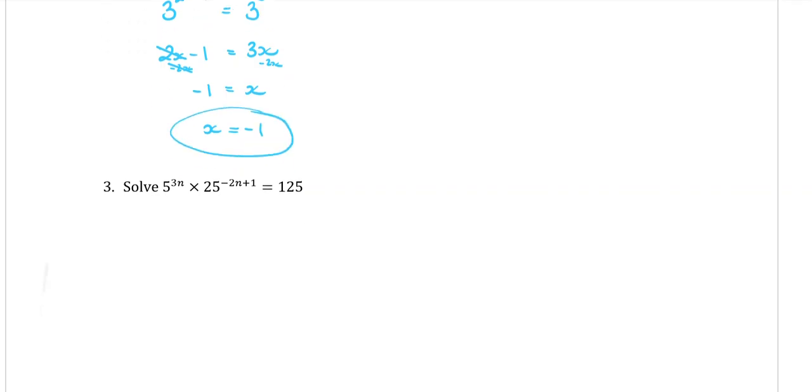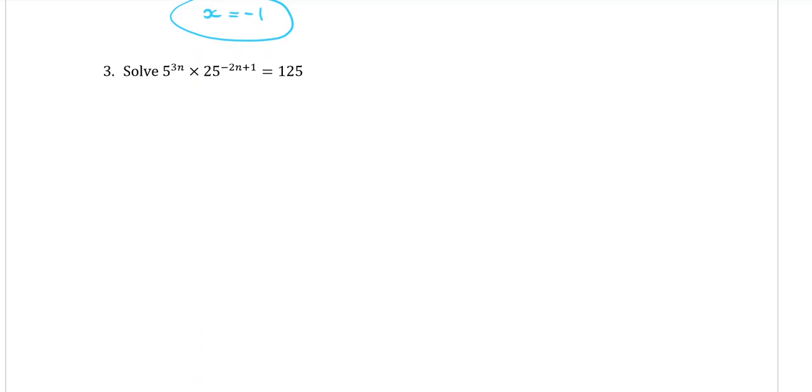Question 3. We want to solve 5 to the power of 3n times 25 to the power of minus 2n plus 1 equals 125. So the powers, we have 2 of them. We have 5 to the power of 3n and then 25 to the power of minus 2n plus 1. So they're the two bases, 5 and 25.